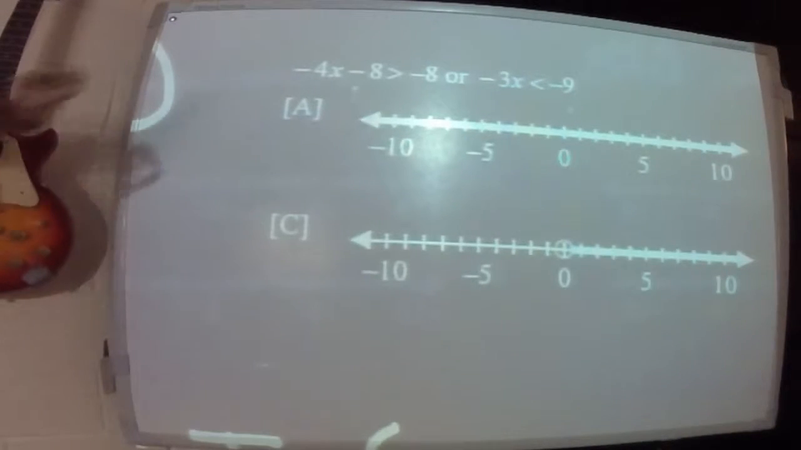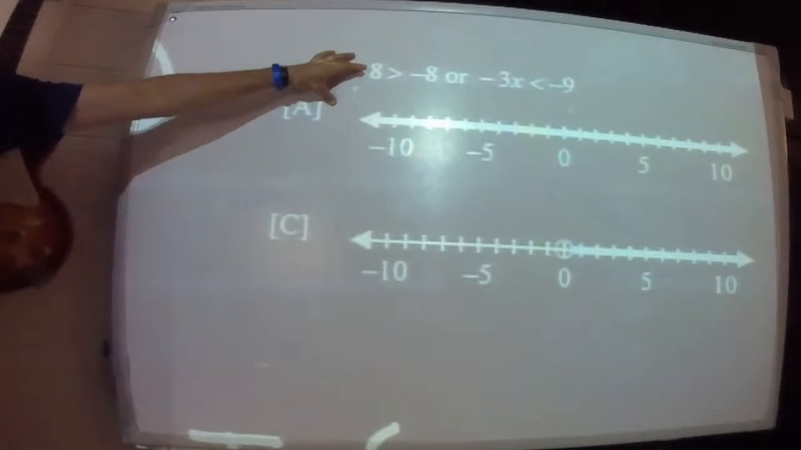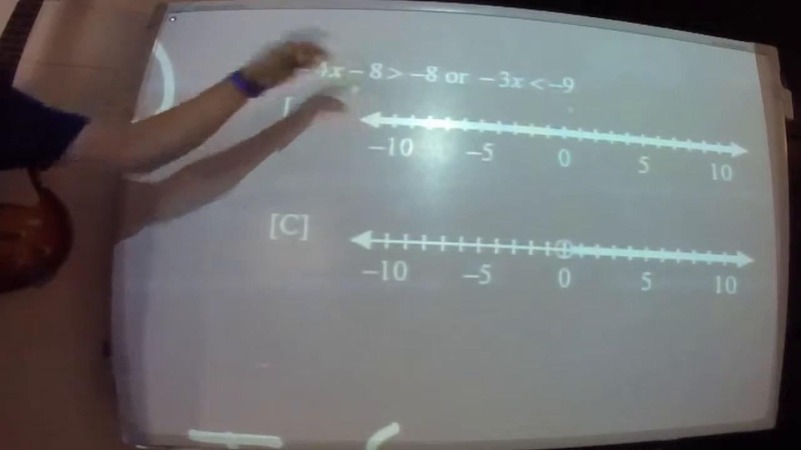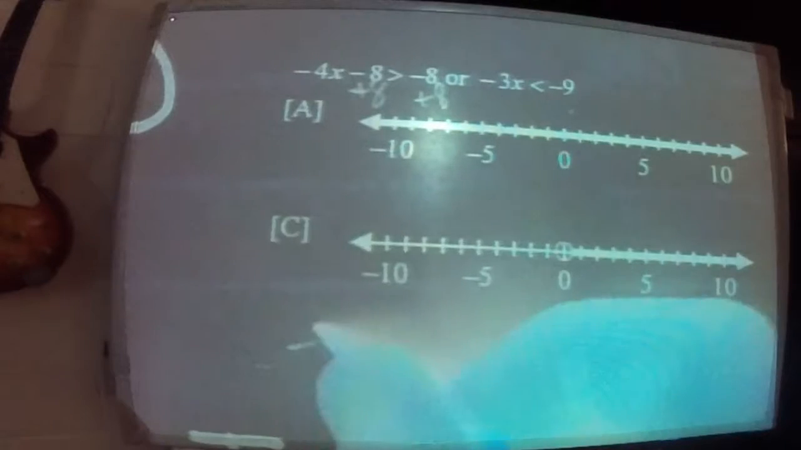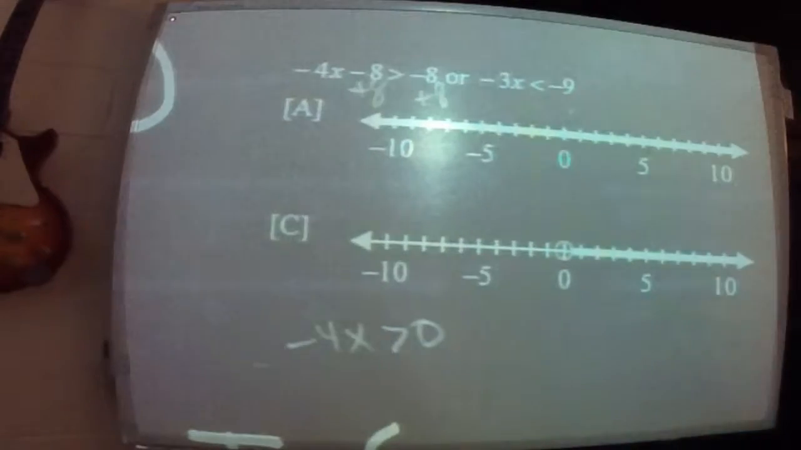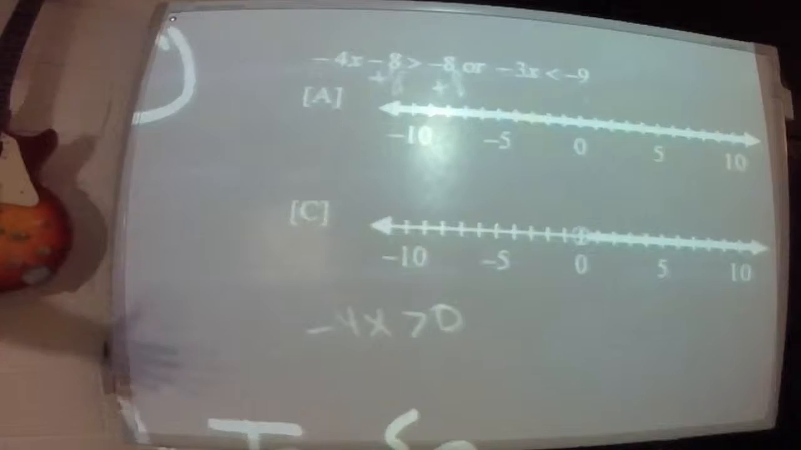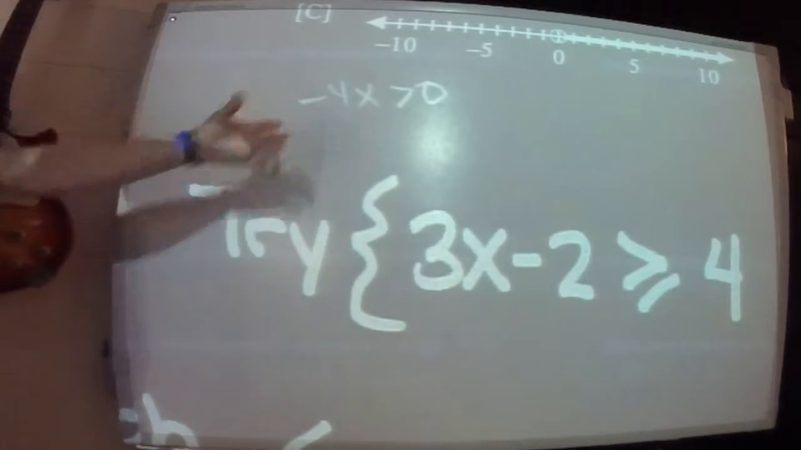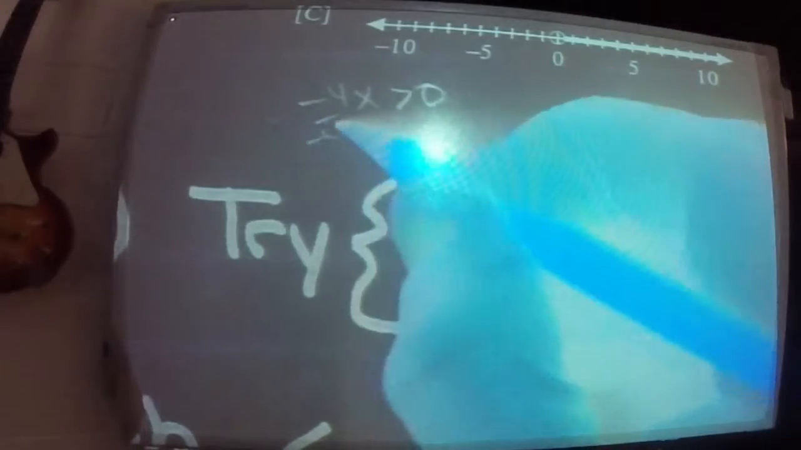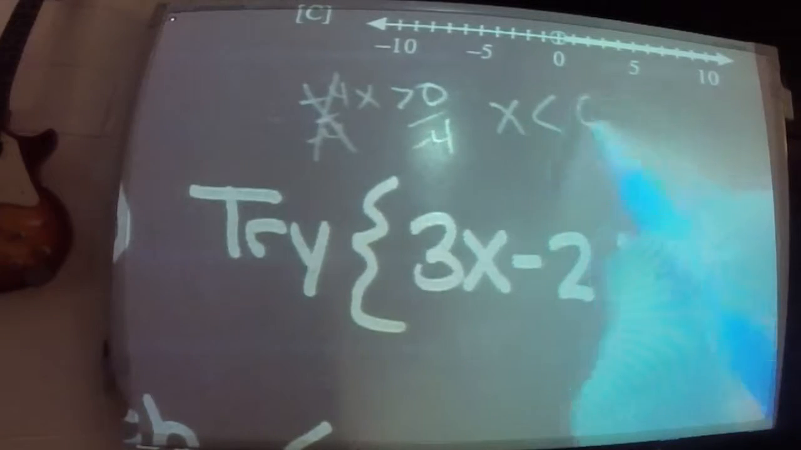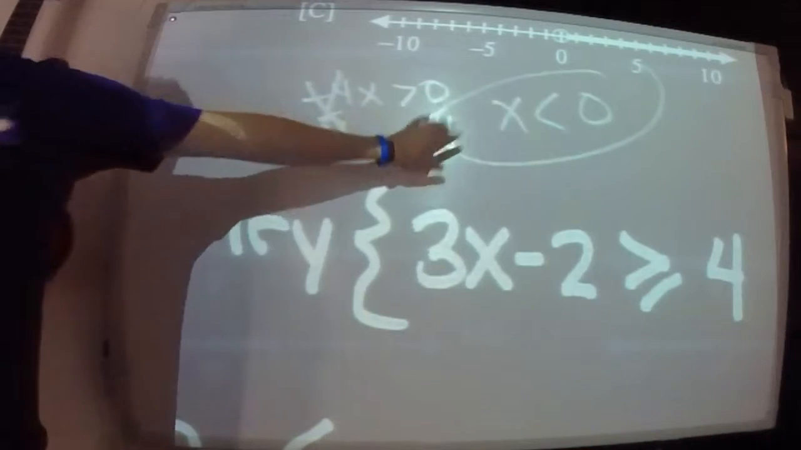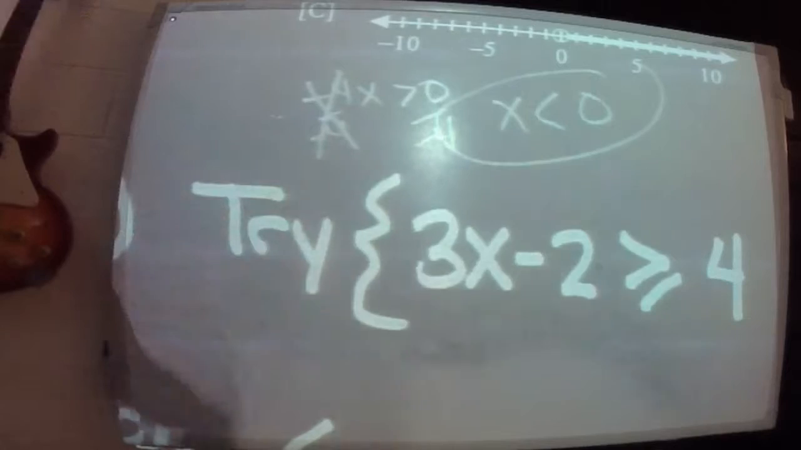Okay, if you notice something really quick that happens on this, what happens when you add 8 to both sides? Cancels out. And it turns into, what's -8 plus 8? 0. Okay, so you have -4x is greater than 0. You still got to divide by -4. You still have to flip your sign. Now it's less than 0. 0 divided by -4 is still 0, but you had to do it because you had to flip your sign.